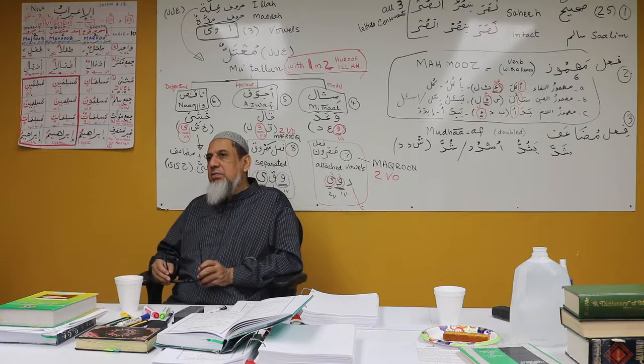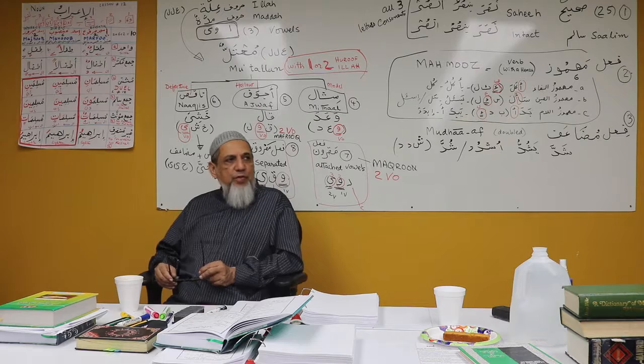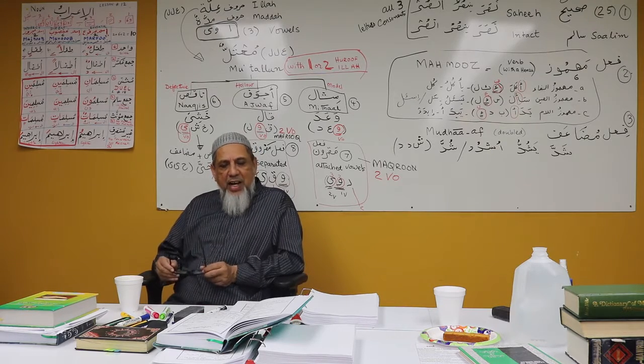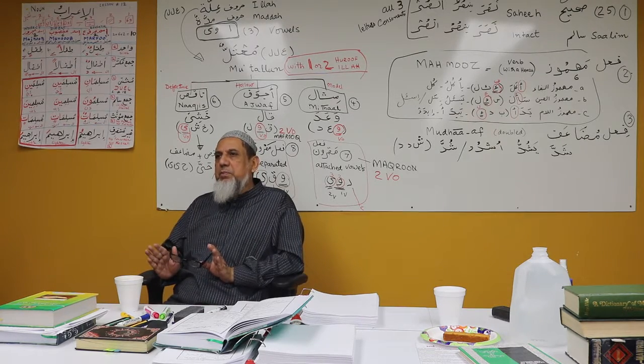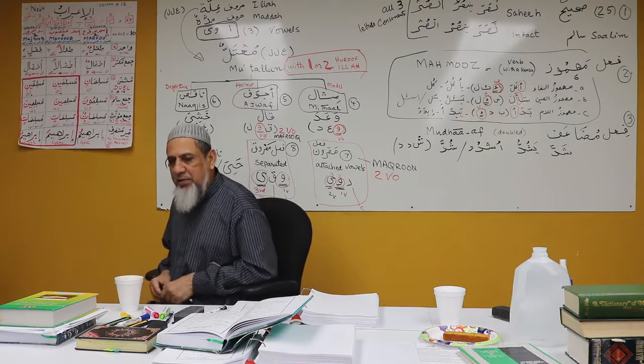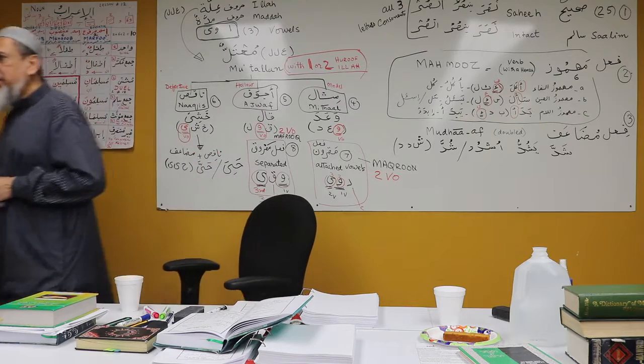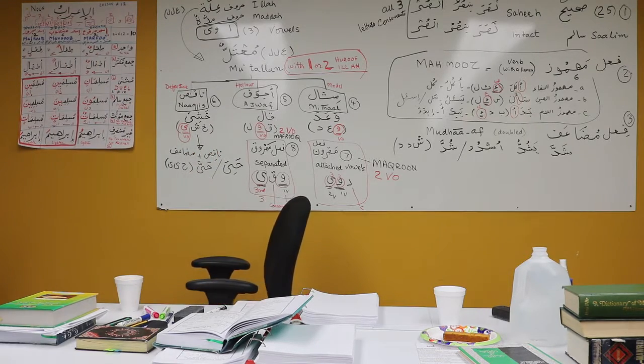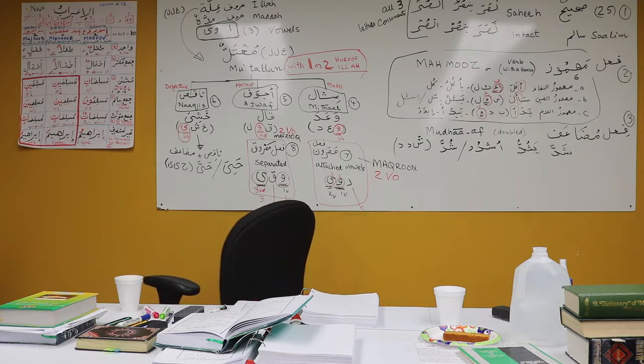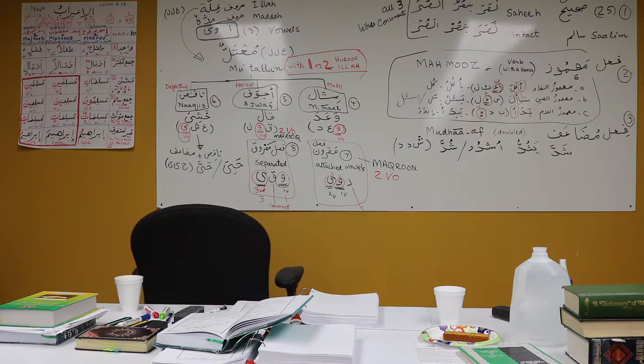Write down there. The first 3 columns are verbs. The last 3 are nouns. Wa'ada ya'idu id is a verb. Draw a line in between. Draw a line here. The first 3, these are verbs.